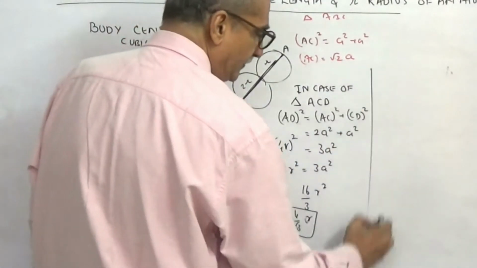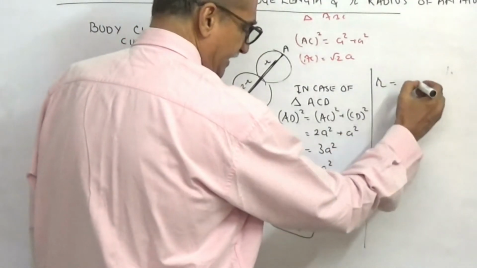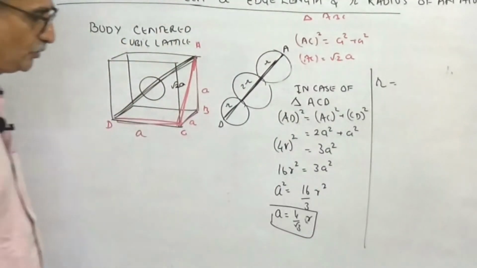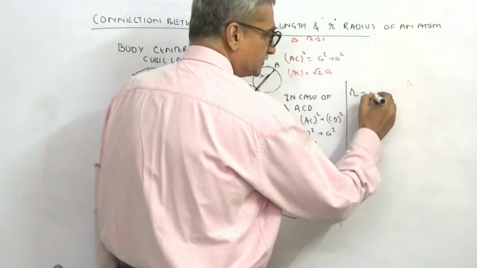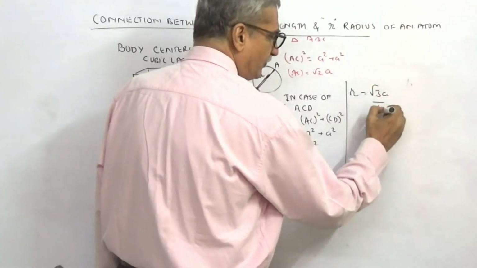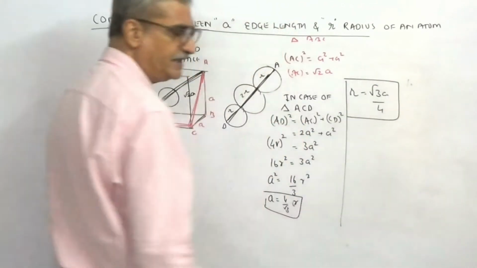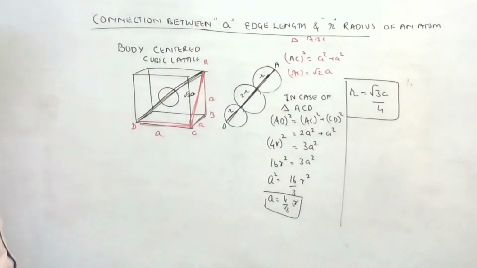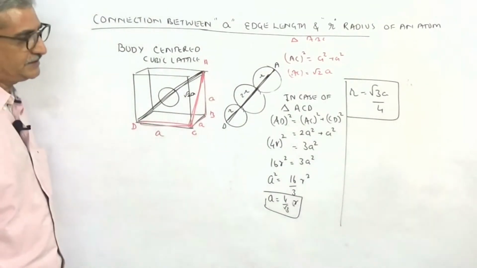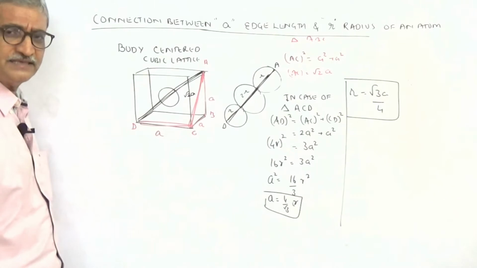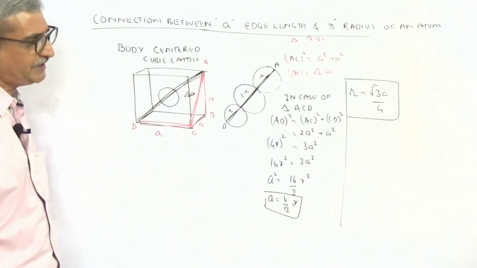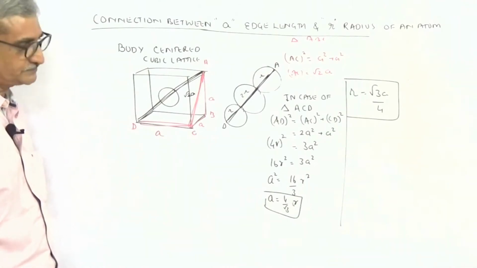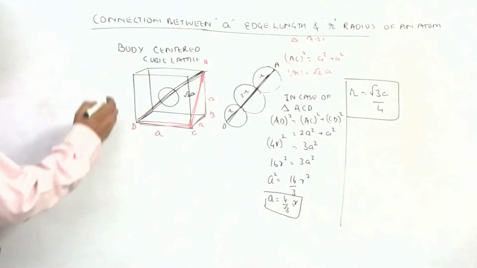Or the other way I can put it is, R the radius will be root 3A by 4. So this is a direct question they ask. In case of body centered cubic lattice, the connection between radius of the atom and edge length is: R, the radius of atom, is root 3A by 4. Okay. Now we come to our calculation.